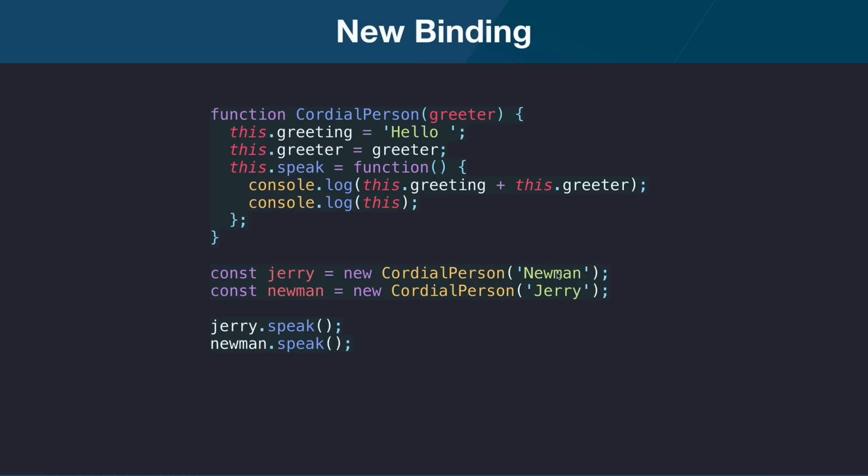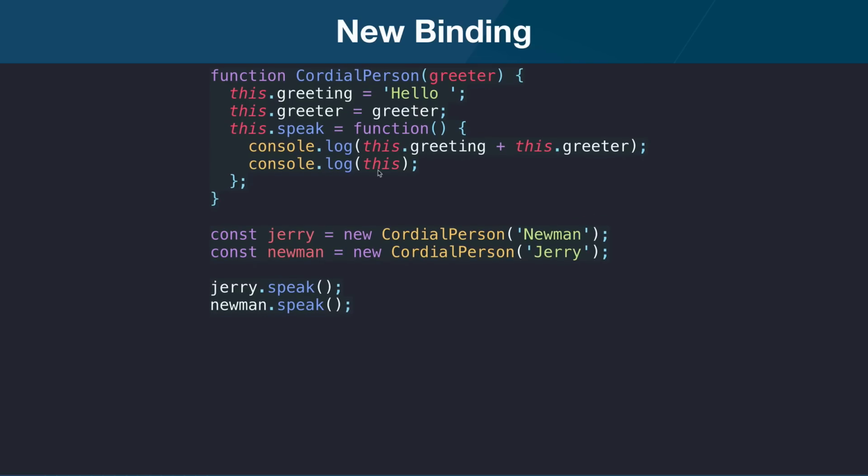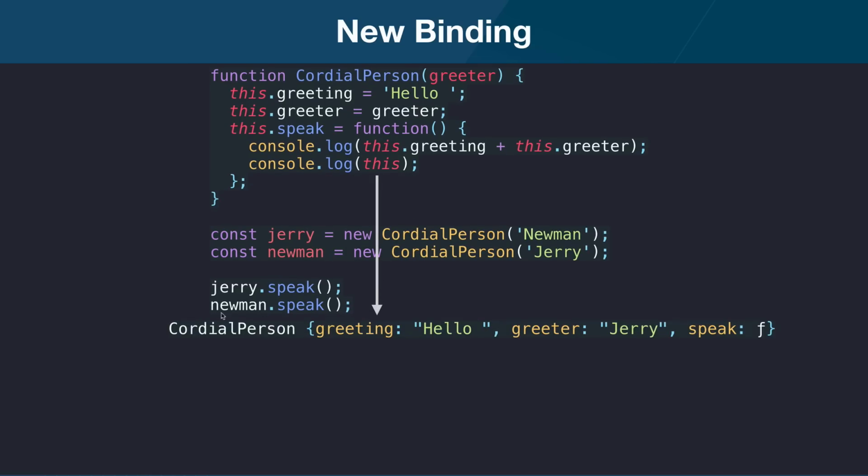Jerry is going to speak and say, hello, Newman. And Newman is going to speak and say, hello, Jerry. So when we call Jerry.speak, the this keyword will point to that cordial person, the greeter being Jerry, okay? And the name is going to log out what they're saying, okay?